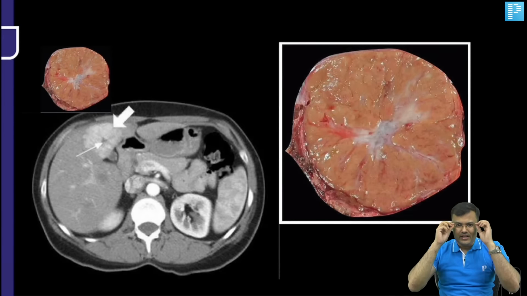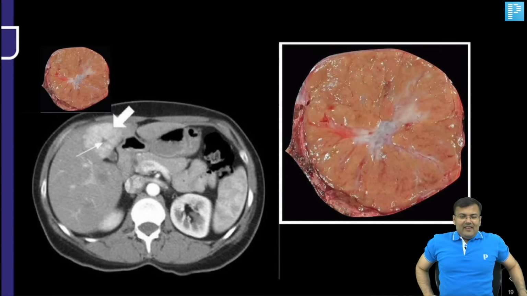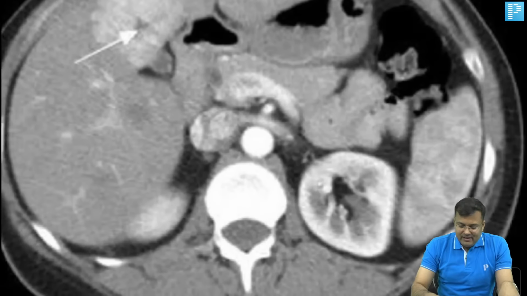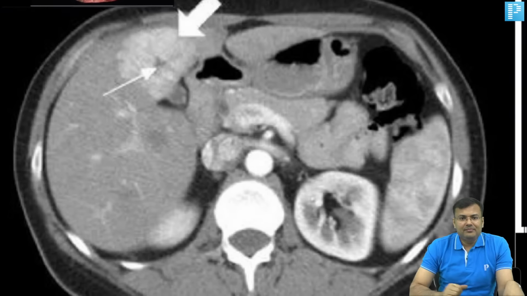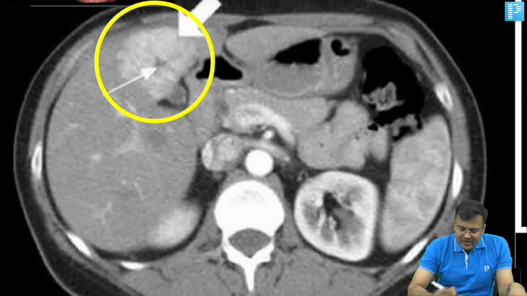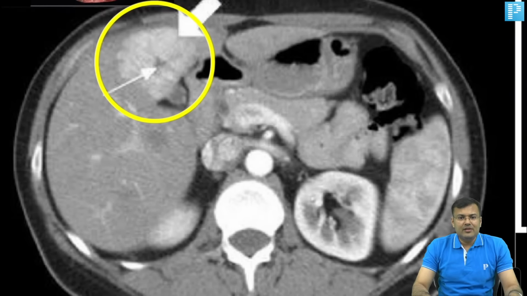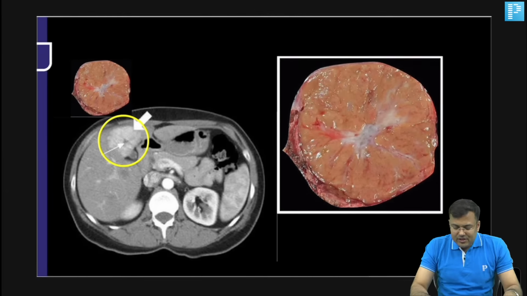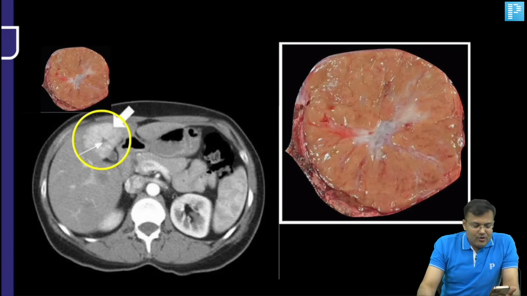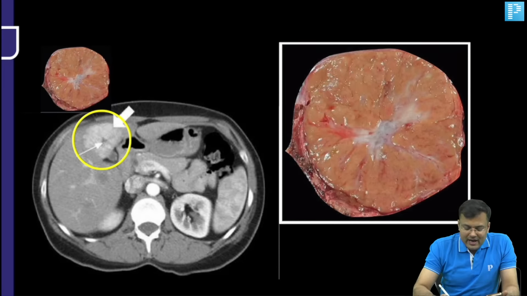So, next question guys, tell me what is the diagnosis. Cut section of the tumor has been given, CT of the tumor has been given. Let me mark the tumor, you can see this is the tumor. So, this is the CT, this is the tumor and the cut section of the tumor is also there. Tell me what is the diagnosis. Very good, everybody is marking the correct answer. It is FNH, focal nodular hyperplasia.